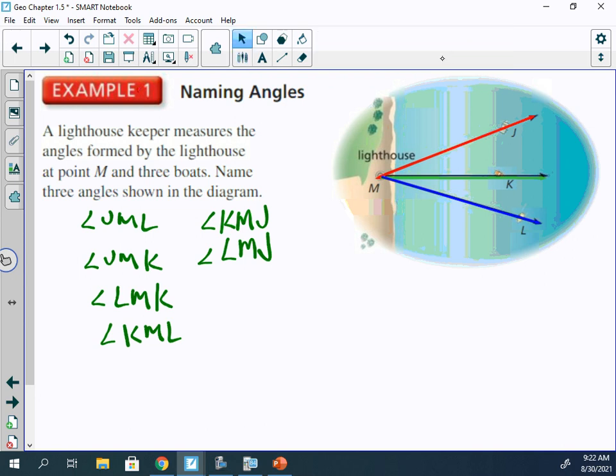Because each one of these would have 2. So with point J at the start, we could have 2. L, we could have 2. And K, we can have 2. Any questions on these here? Okay.